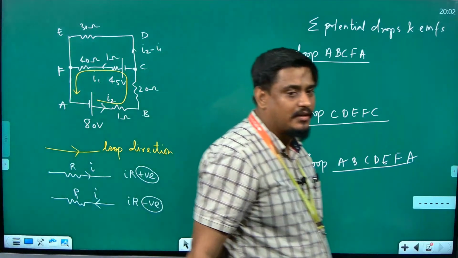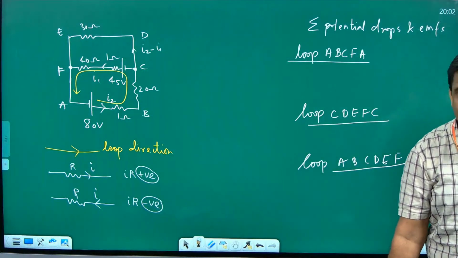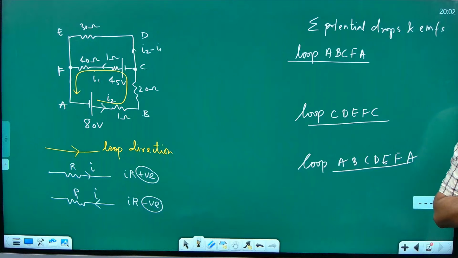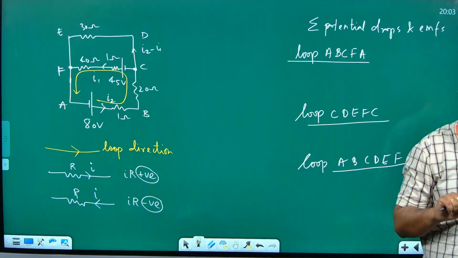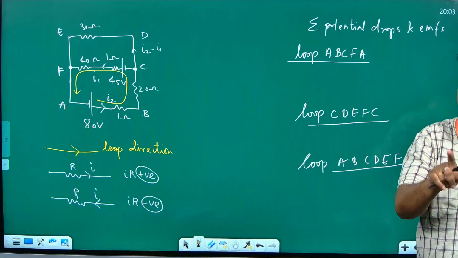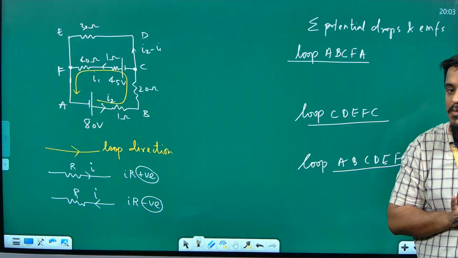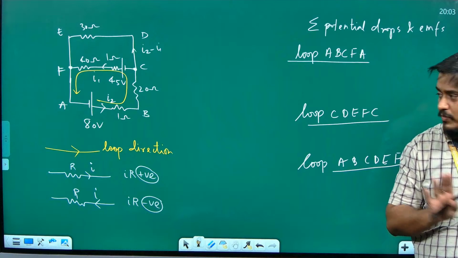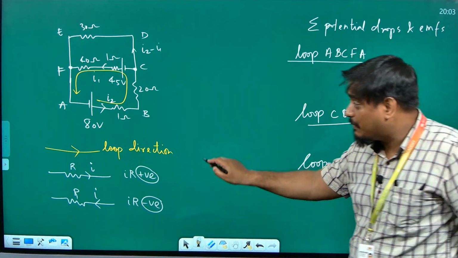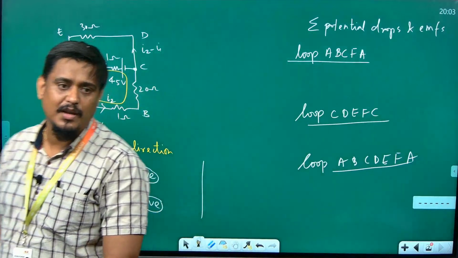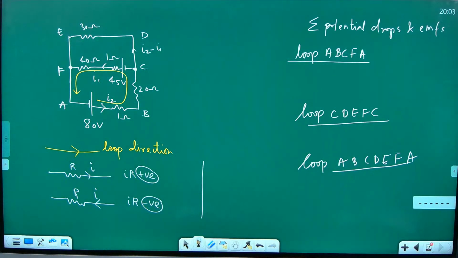Is this rule clear? Your direction and the current direction same, take IR as positive. Your direction, current direction, opposite, take IR as negative. This is about IR, potential drop. Second is about EMF. Now, EMF has 2 possibilities.